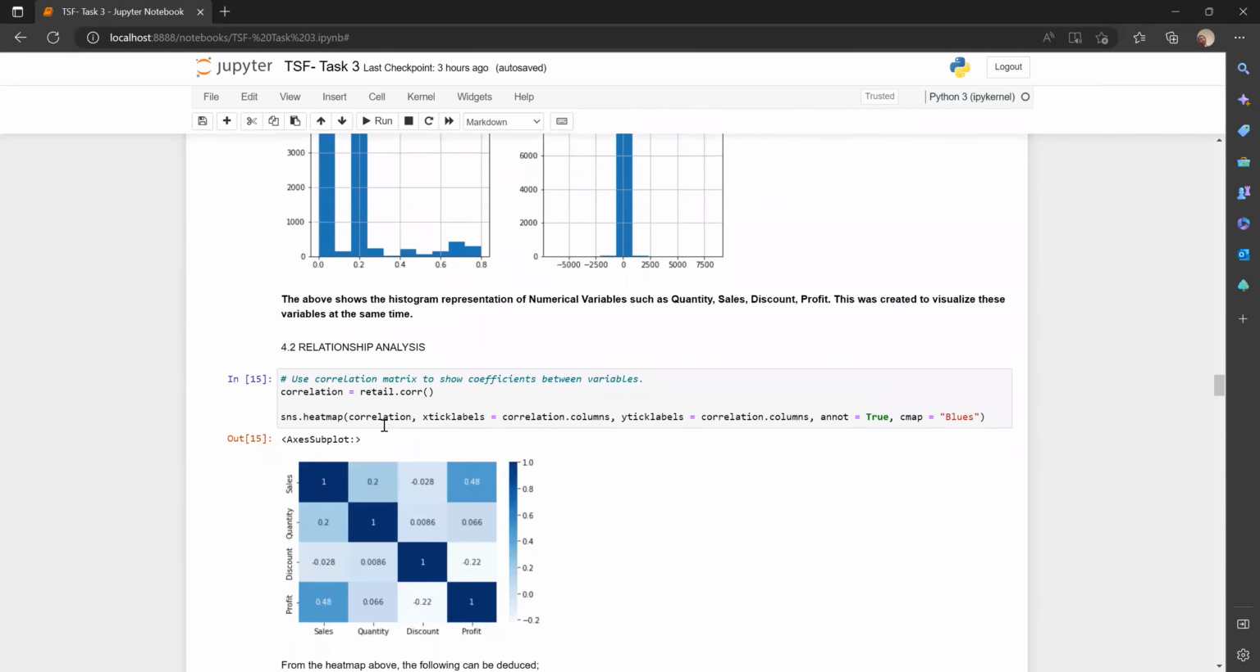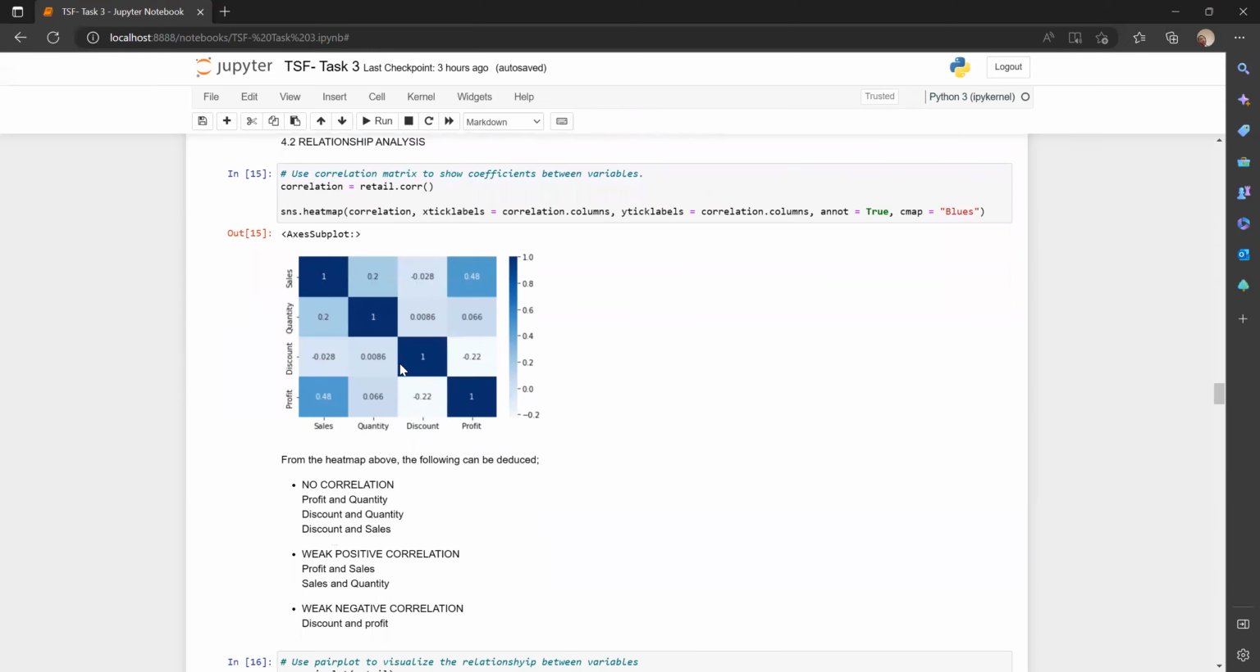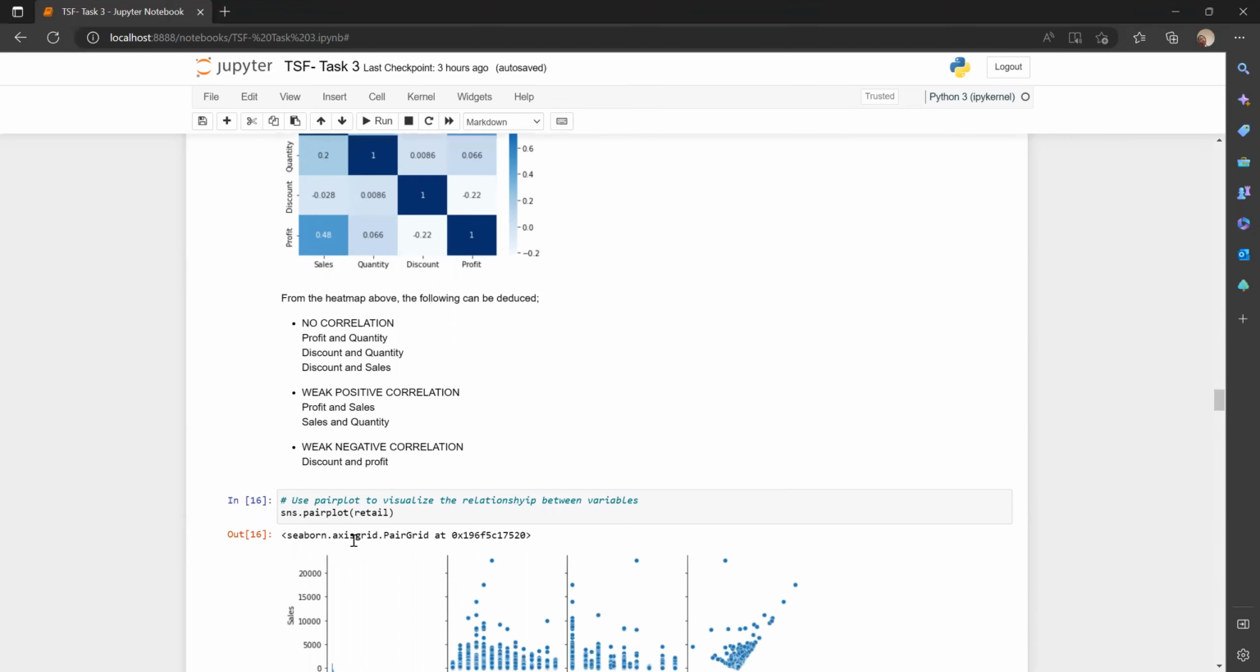The next thing I did was to use the correlation matrix to show coefficients between the variables using a heat map. From the above heat map, we can see that there is no correlation between profit and quantity, discount and quantity, and discount and sales. We can also see a weak positive correlation between profit and sales and quantity. We can also deduce that there is a weak negative correlation between discount and profit.